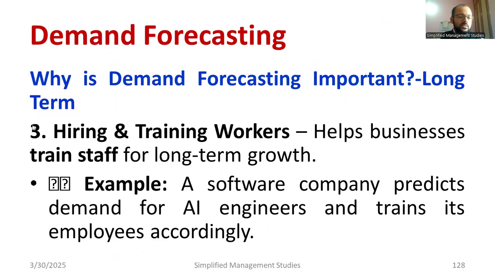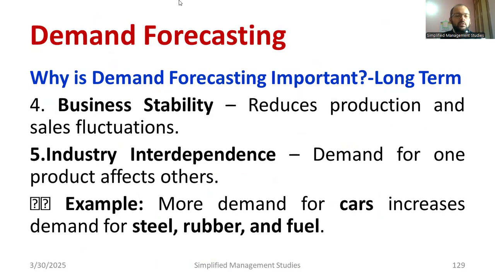Now, the third point related to long-term planning is hiring and training workers. Human resource is the most important for every organization. Without human resources, we cannot get production. So we need to hire a certain number of people. It helps the business train the staff for long-term growth. For example, a software company predicts demand for AI engineers and trains employees accordingly. They are going to start recruiting freshers, they are going to start recruiting experienced candidates, and they are going to start the training. Those things are for very long-term forecasting. Similarly, for business stability, it reduces production and sales fluctuation.